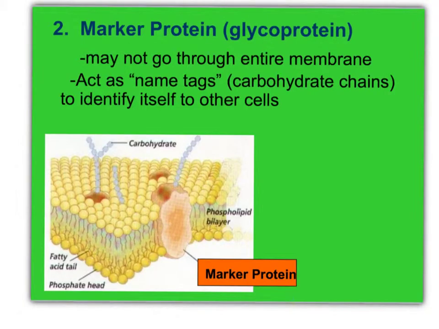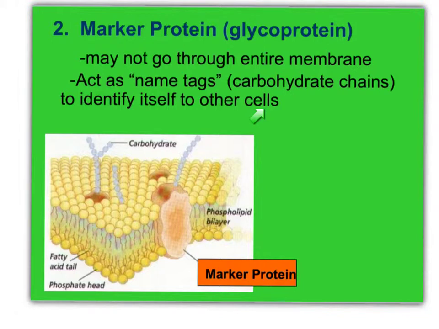The second protein that we're going to look at is called the marker protein. And it's also called a glycoprotein. That word is not going to be on any of the tests that we take in here, so you can just ignore that. What you need to write down is marker protein. Marker proteins don't necessarily go through the entire membrane. What's important is this carbohydrate chain right here, and this is our marker protein. So we have a protein with a carbohydrate chain sticking off the end of it, and they act as name tags, and they identify the cell to other cells.